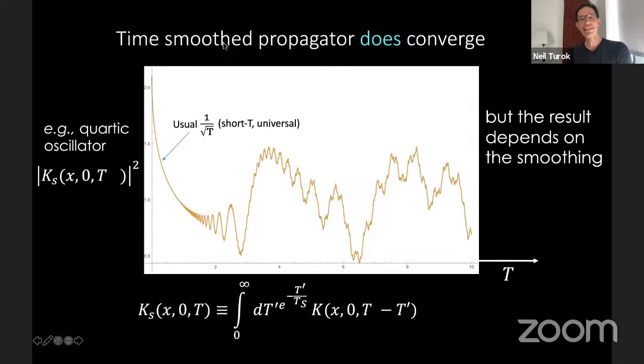For example, for the quartic oscillator, if we calculate the Feynman propagator as a function of time, and smooth it with respect to the initial time, then what you find is that at short distance, you get the usual term coming from the free particle contribution. And at longer times, you get this fairly wild function. It does converge, but the precise function it converges to depends on the smoothing.